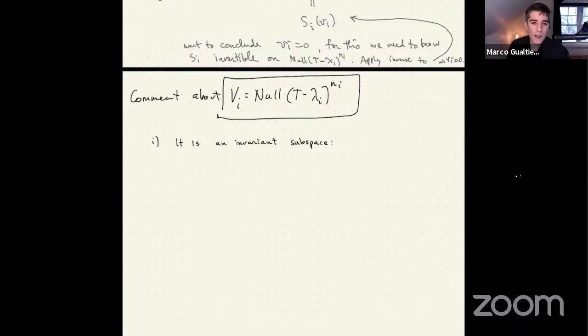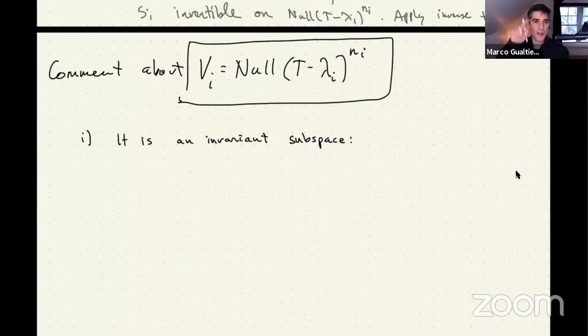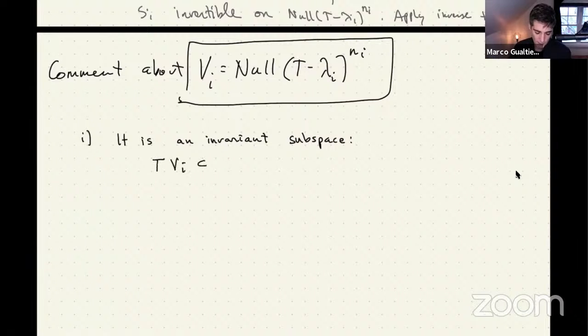What does this mean? It means that if we apply T to it, it stays inside the Vi, as we discussed before. So T applied to Vi is contained inside Vi. Why is that? Well, if I take u inside Vi, this means that (T minus lambda I) to the ni applied to u is equal to 0.